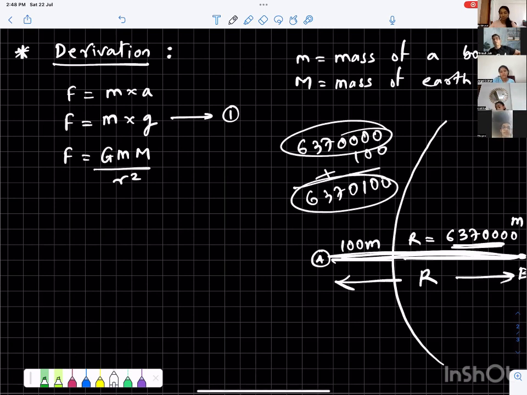the radius of the Earth. Because you got it now, the radius of Earth is so high that when you add a small value like 50, 100 meter, 1000 meter, 2000 meter, it doesn't make any difference. Clear, everyone, guys?